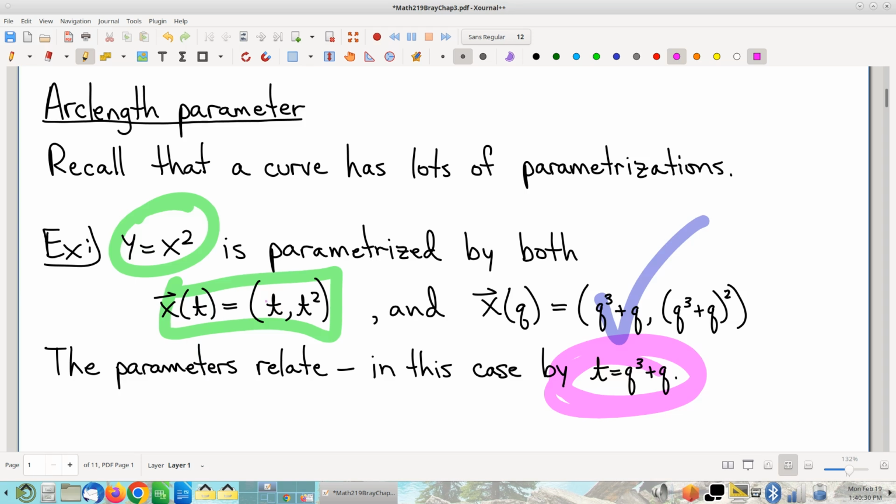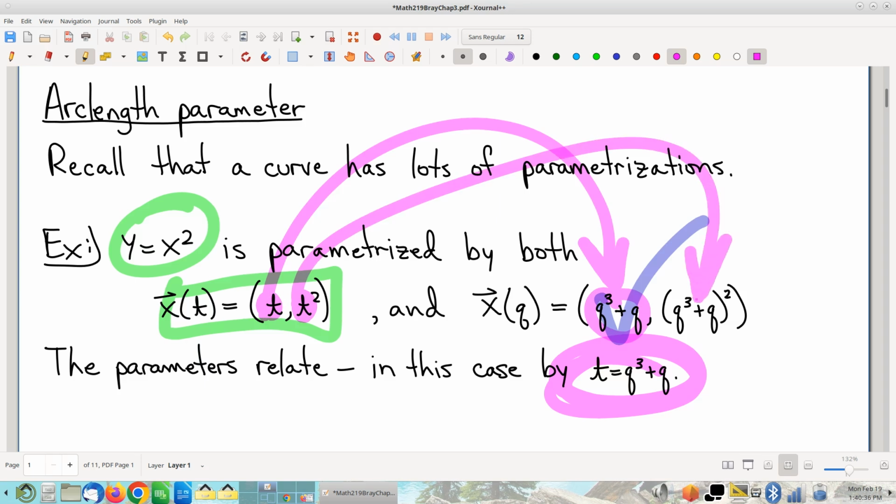So in particular, everywhere I see a t, I put q cubed plus q, and sure enough, that gives us exactly this other parameterization. So whenever you find yourself with a relationship between potential parameters, and there is a little sticky wicket on this, this relationship does have to be invertible. Let's not get lost in the weeds here. You can just kind of plug that in, and you have yourselves a new parameterization.